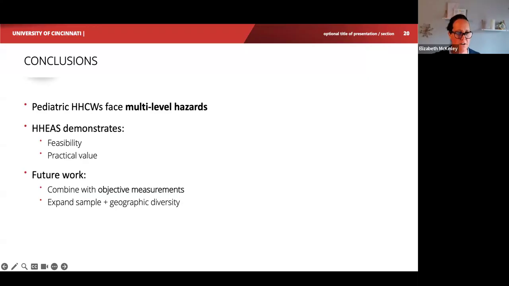We'd also like to expand our sample and our geographic diversity for using the home healthcare environmental assessment survey. I would love to have an opportunity to go back to Puerto Rico and train our workers on this. We would absolutely have to make the tool appropriate to their language and their culture, and that's able to be done. So those are just some next steps.